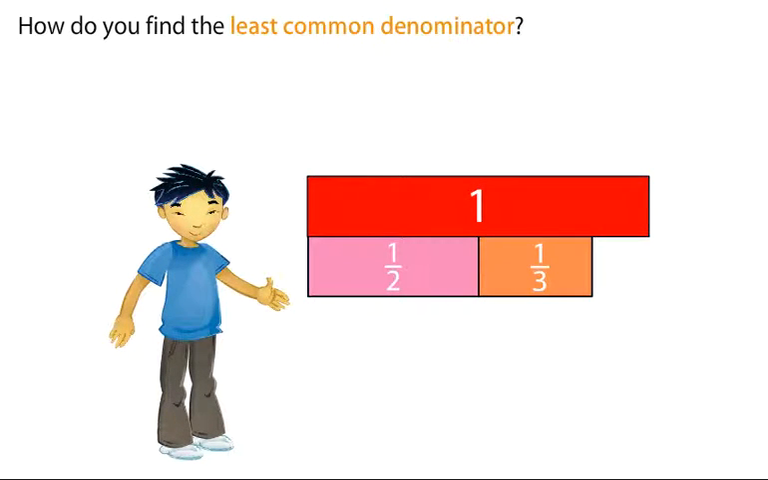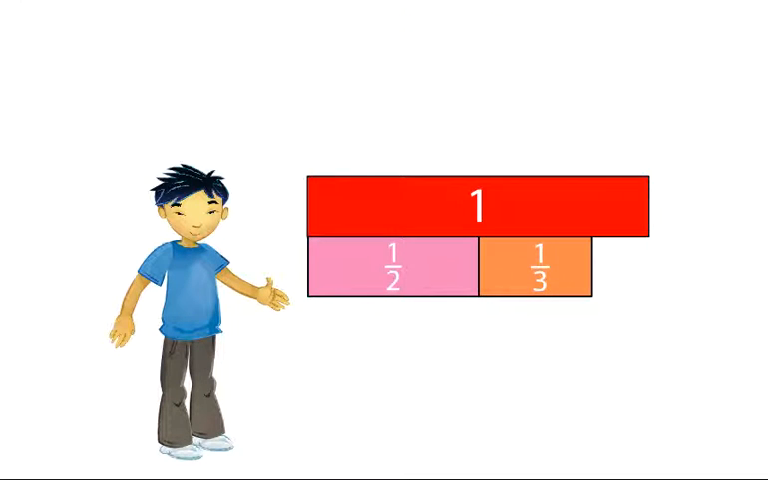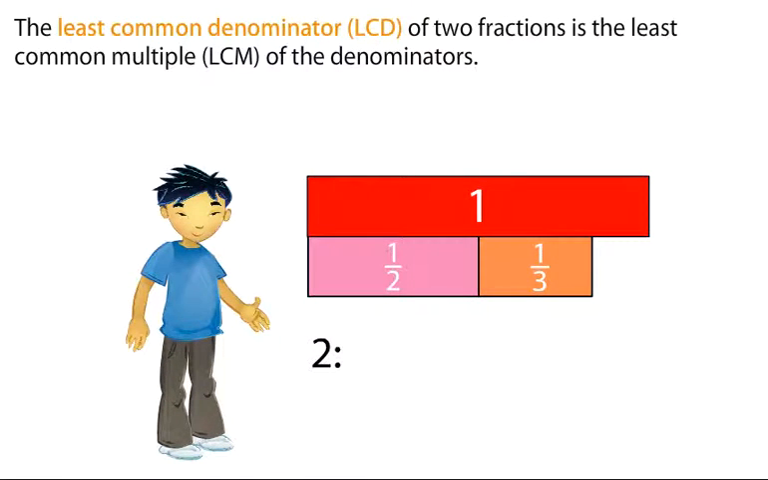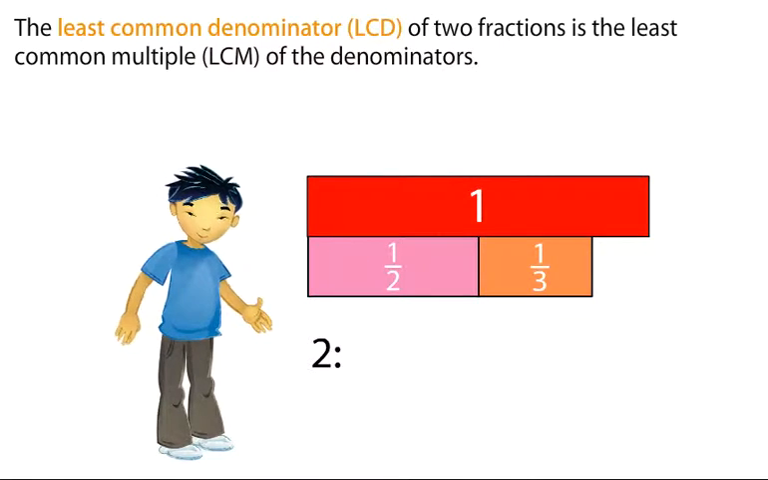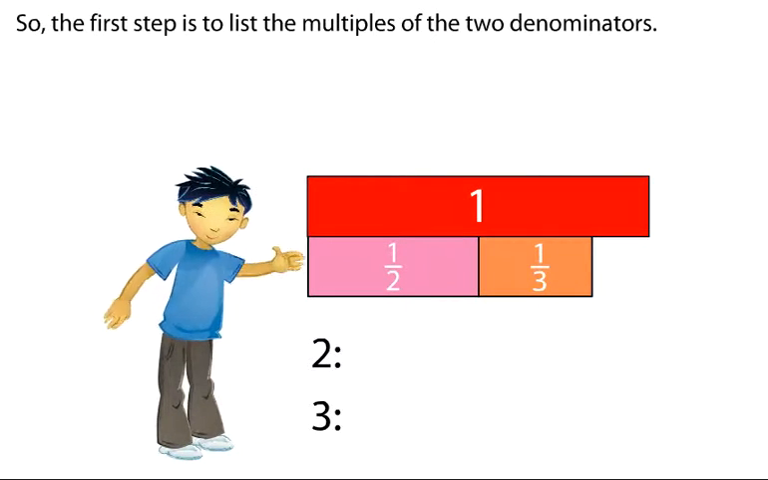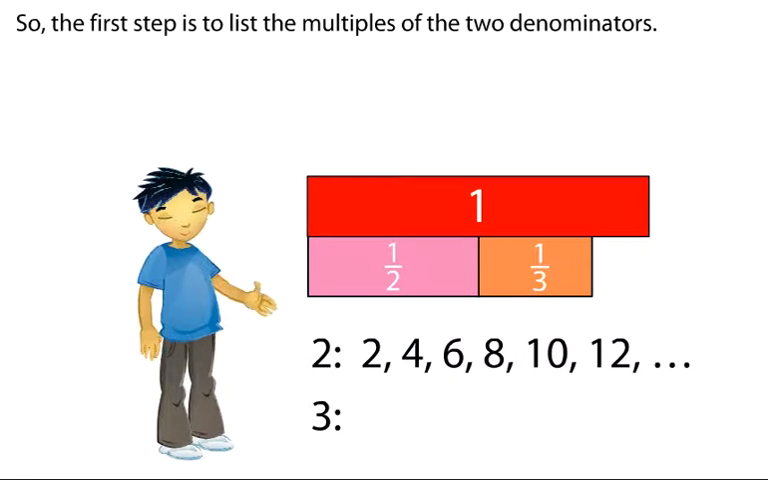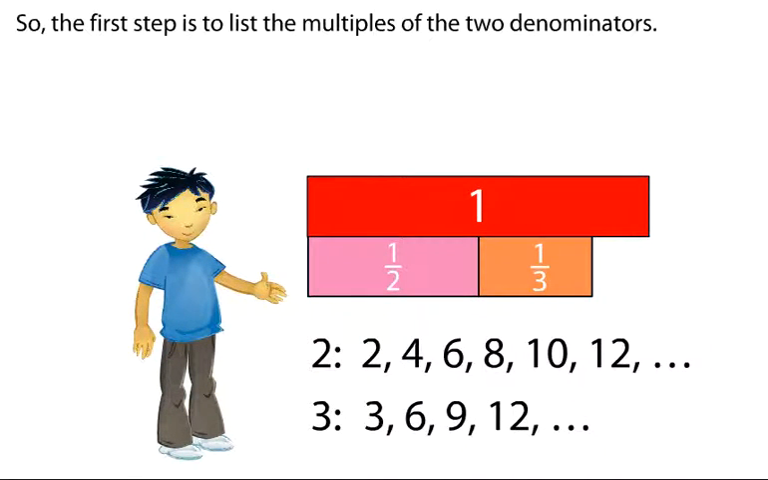How do you find the least common denominator? The least common denominator, LCD, of two fractions is the least common multiple, LCM, of the denominators. So, the first step is to list the multiples of the two denominators.